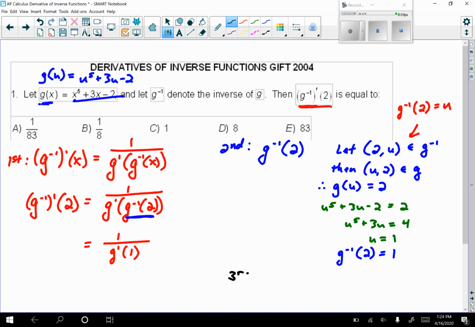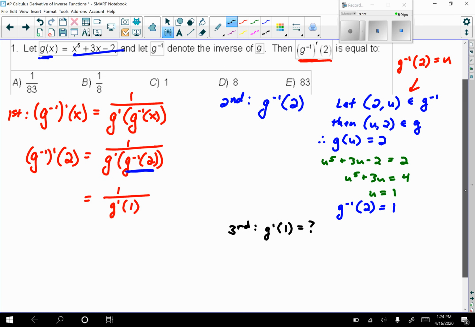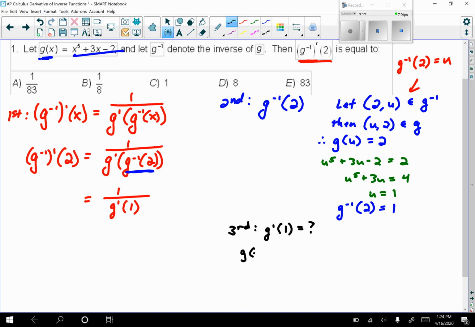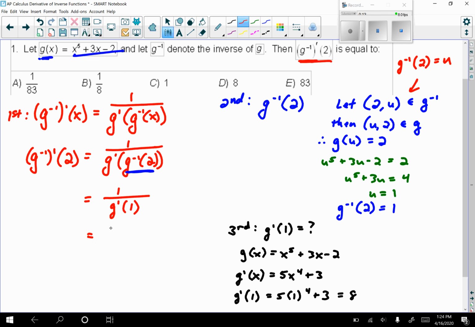So our third step is to say, well, g prime of 1 is equal to what? Well, if we go back up to g of x, we just need to find its derivative. So if g of x is equal to x to the 5th plus 3x minus 2, its derivative is 5x to the 4th plus 3. And then its derivative evaluated at x equals 1 is 5 times 1 to the 4th plus 3, which will give us 8. So now we go back up here, and this becomes 1/8. And we're looking at that answer here as B.